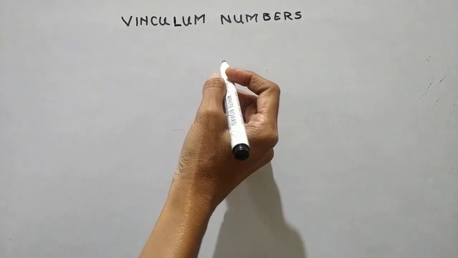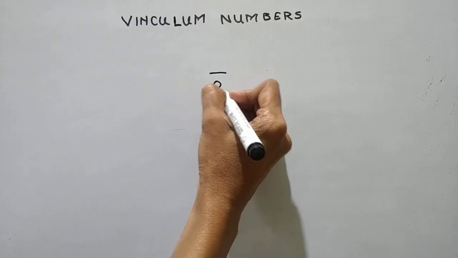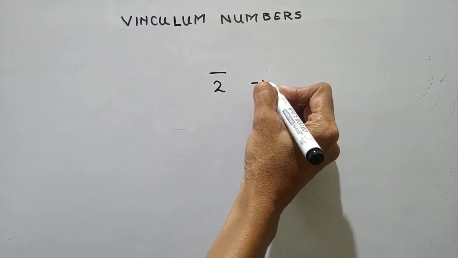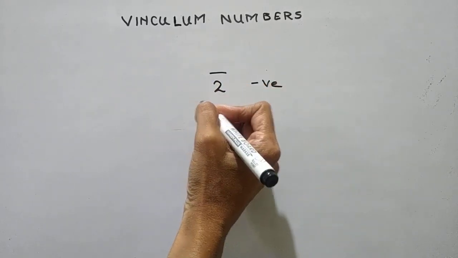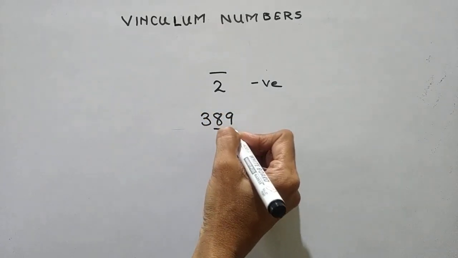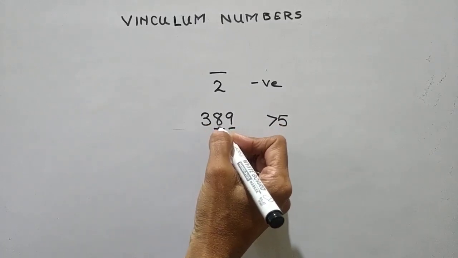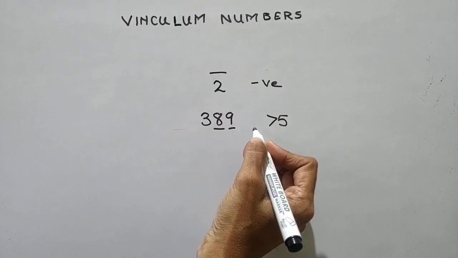In this video, we'll see what are vinculum numbers. Now, vinculum is a horizontal bar that we put on any number to indicate that it is a negative number. In Vedic maths, we many times come across numbers where the digits are greater than 5. In this case, the calculations might become complex in some cases.